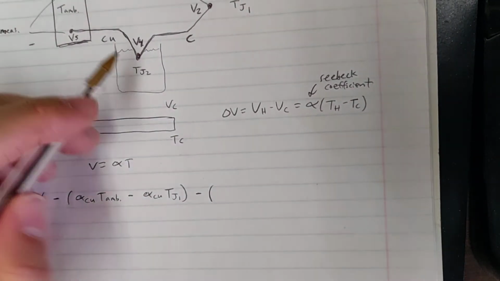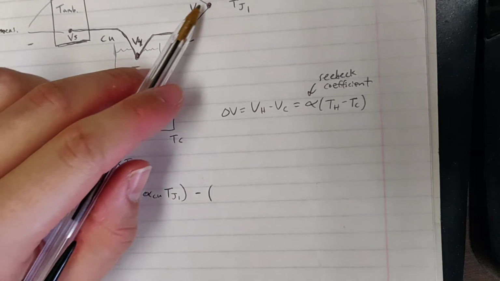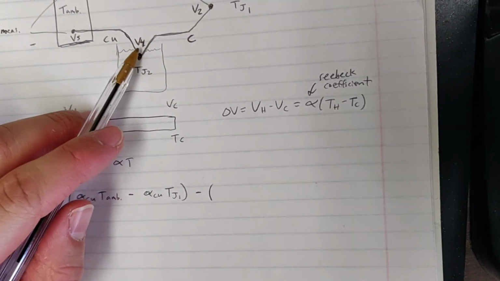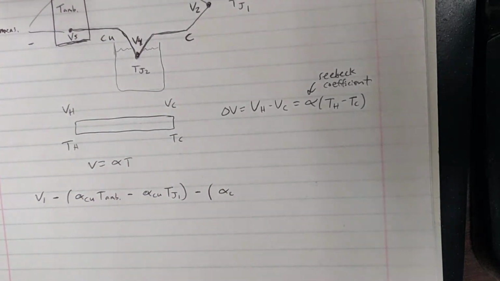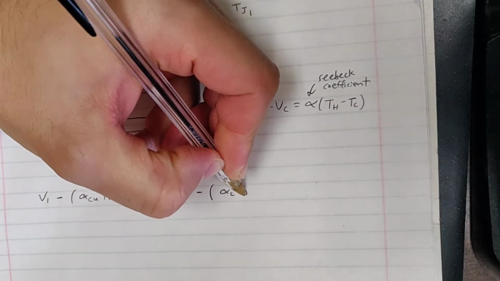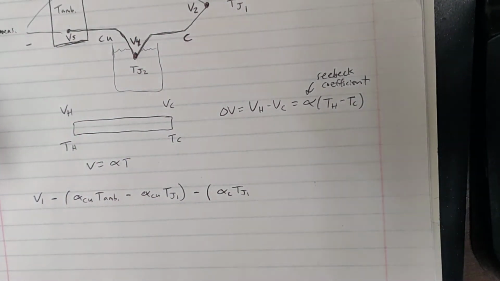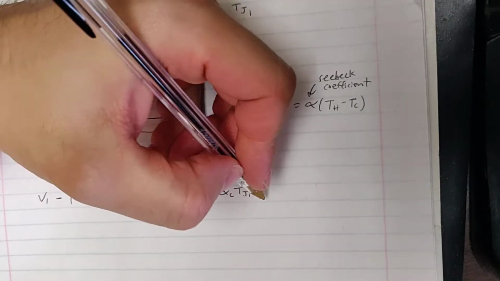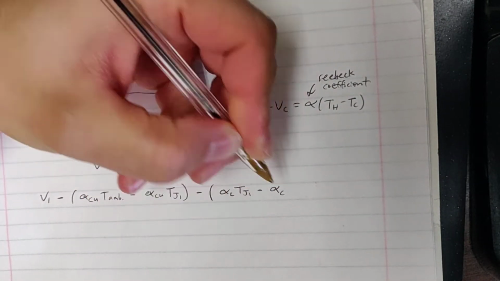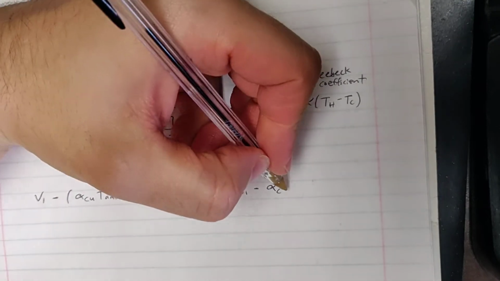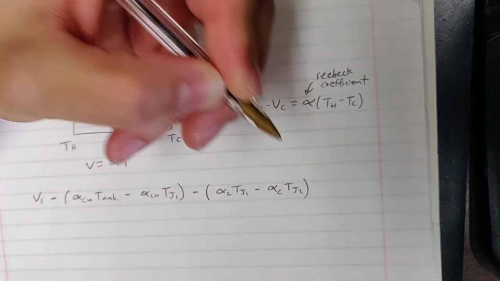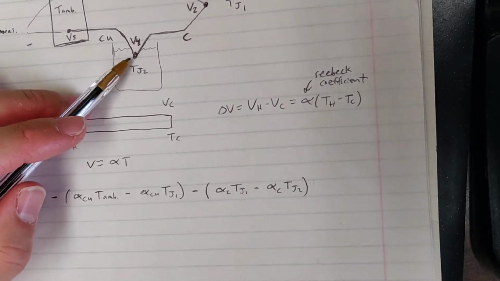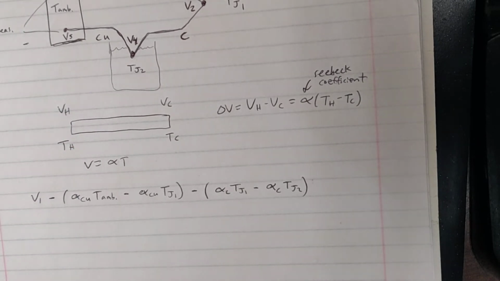Okay, then let's subtract the next voltage drop. So we're going across the constantan wire now. This is V2 to V4. So at V2 we should have the Seebeck coefficient of constantan times the junction temperature at junction 1. And then we go down to V4, which should be the Seebeck coefficient of constantan times the junction temperature at junction 2.